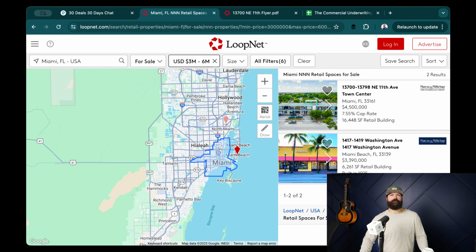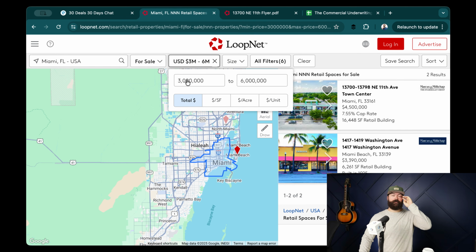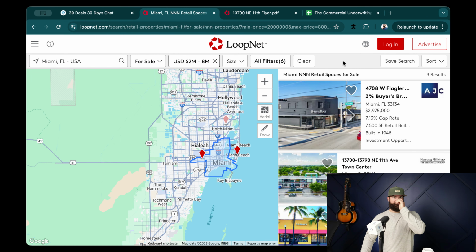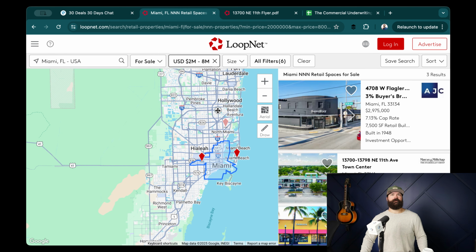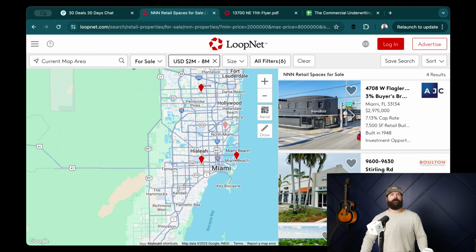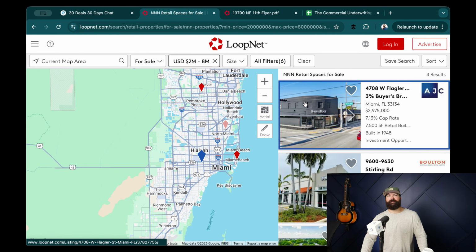Let's remove the boundary and look at this whole area. Nothing. Okay, let's expand our price range, 2 million up to 8 million. The problem is once you start getting into these price ranges, you're going to see substantially different types of deals and different types of cap rates.